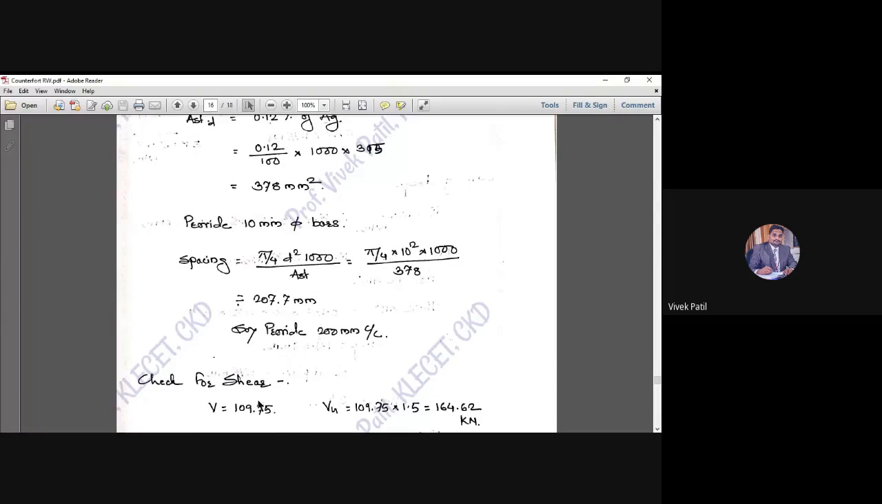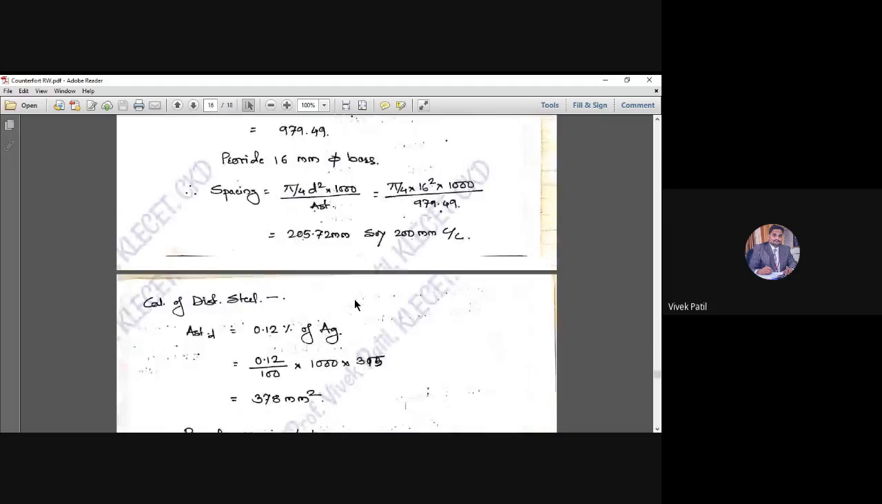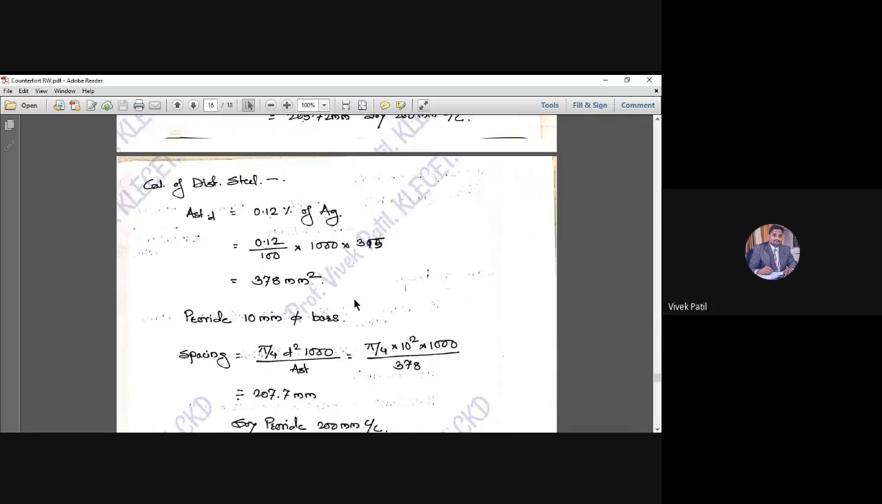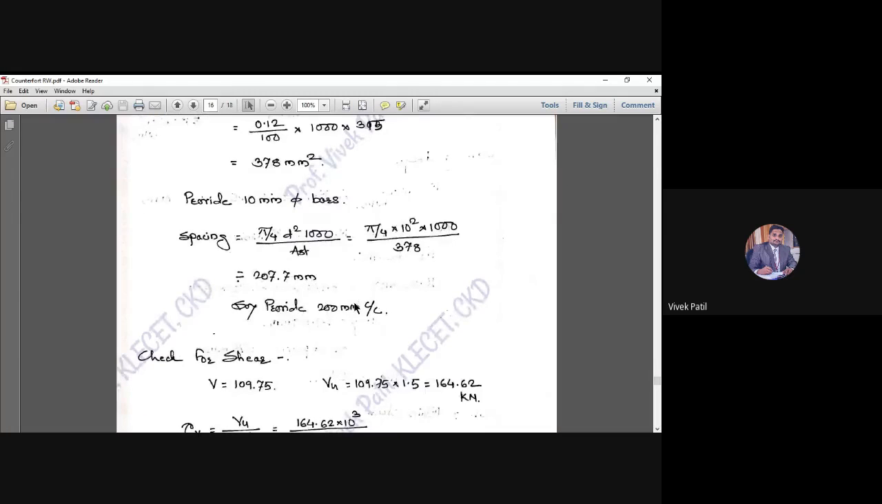Now let us go for the check for shear. So shear force, I think 110 point something it was there. We have calculated earlier, somewhere here, the total force. It is 109.75. So factor it. VU is equal to V into 1.5, so 110 point something into 1.5. Tell me what is the value of VU, the factored shear force. 165.7.